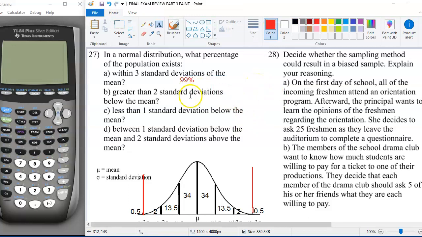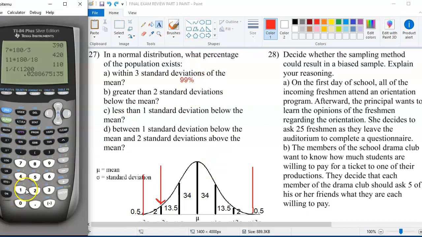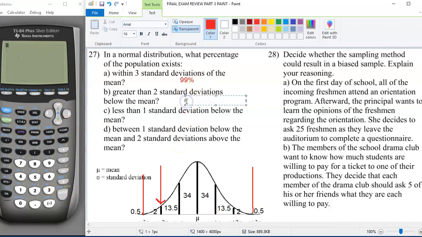All right. Next, greater than 2 standard deviations below the mean. So 2 standard deviations below the mean would be right here. So we don't want them. We want only the people greater than that. So we don't want that 0.5%, we don't want that 2%, but we want everybody else. The fastest way to get that answer would just be to do 100% and then take away the 2.5%. So 100 minus 2.5, there you go, 97.5. So 97.5% of the population would be past that.